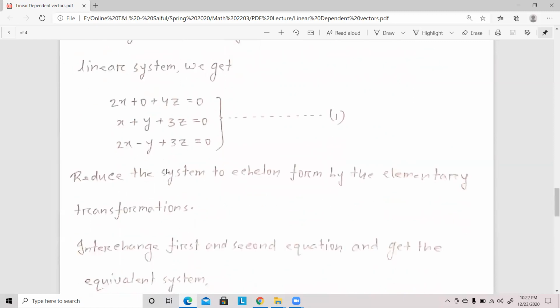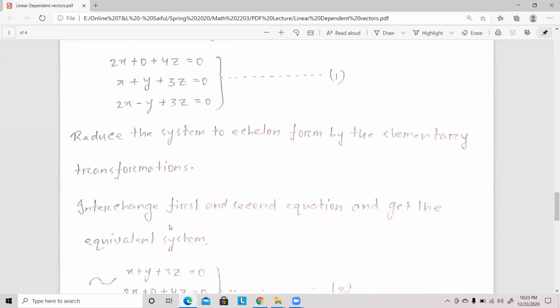But here it has been done in the system of linear equations. We have to reduce this system of linear equations to echelon form by elementary transformation. Elementary transformation means the operations: interchange, addition, subtraction, multiplication, division, all the operations to convert it into echelon form. These operations are called elementary transformation.